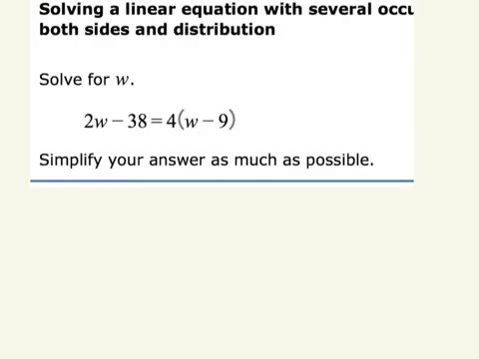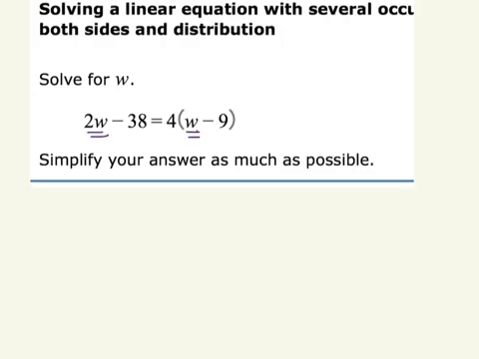All right, here we go. We are going to attempt to solve an equation with variables on both sides of the equation, as in you've got a couple W's over here, and you've got a parenthesis on the right side with a W in it right there.